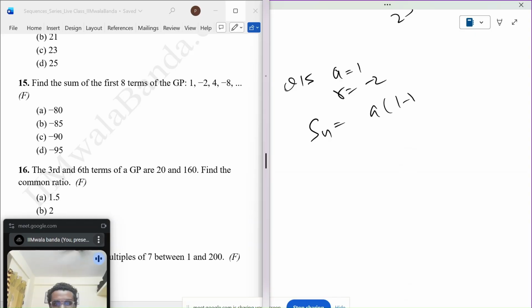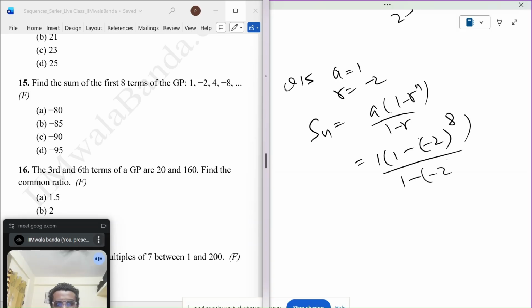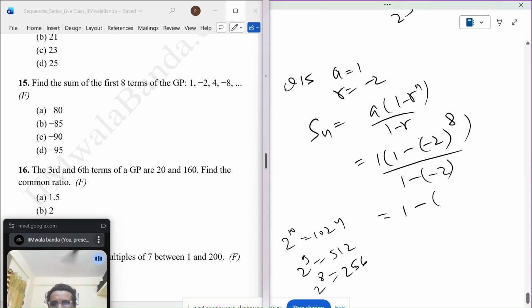So can I say this will be the formula this time? A is 1, r is minus 2, to the power n, because n is given as 8, 1 minus 2. So this will basically be 1 minus, now minus 2 to the power 8 is basically 2 to the power 8. 2 to the power 10, I told you, you have to remember 1024. 2 to the power 9 is half of it. 2 to the power 8 is again half of it. That's why I want you to remember 2 to the power 10. So 256 upon 3.